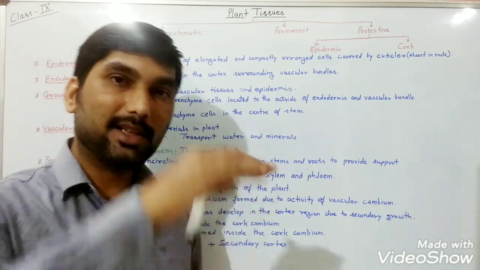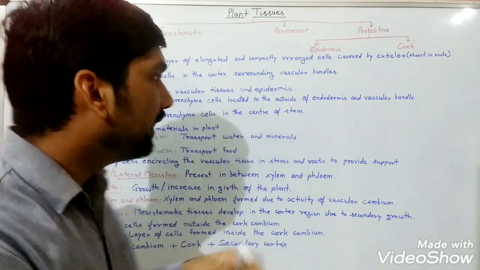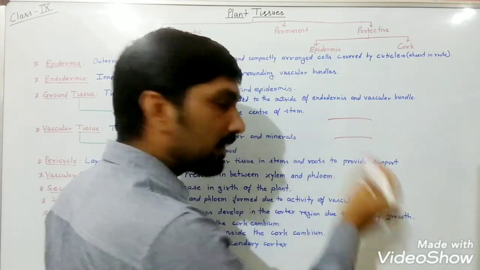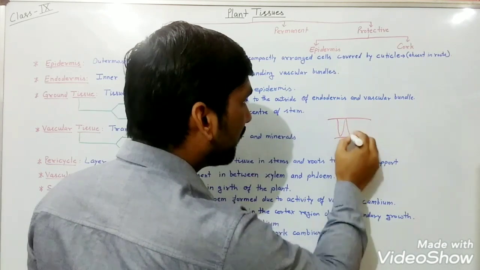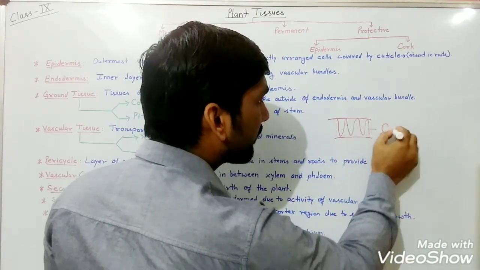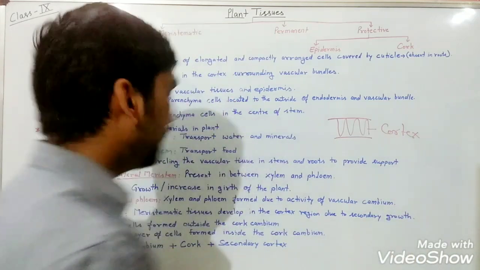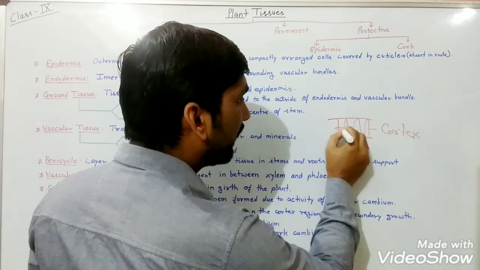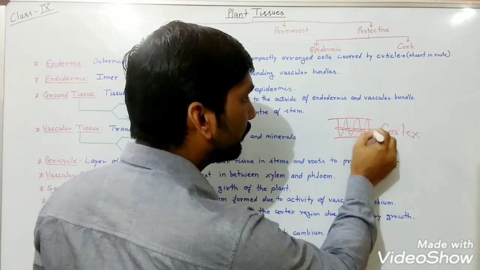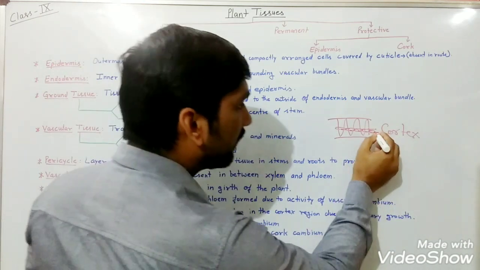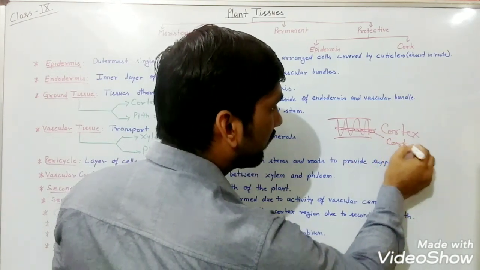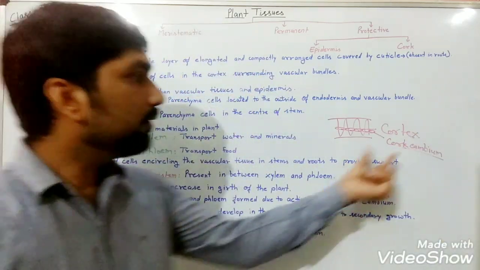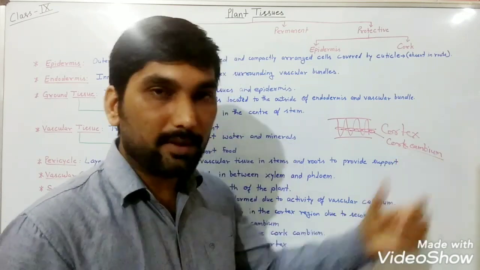Now what is cork, which is also known as the protective tissue? Suppose this is the epidermis and this is the endodermis; the region in between is the cortex. And this is what cork cambium means: in the cortex region, a layer of meristematic tissue is known as cork cambium. And you know, cambium means meristematic tissues. It means they will divide.